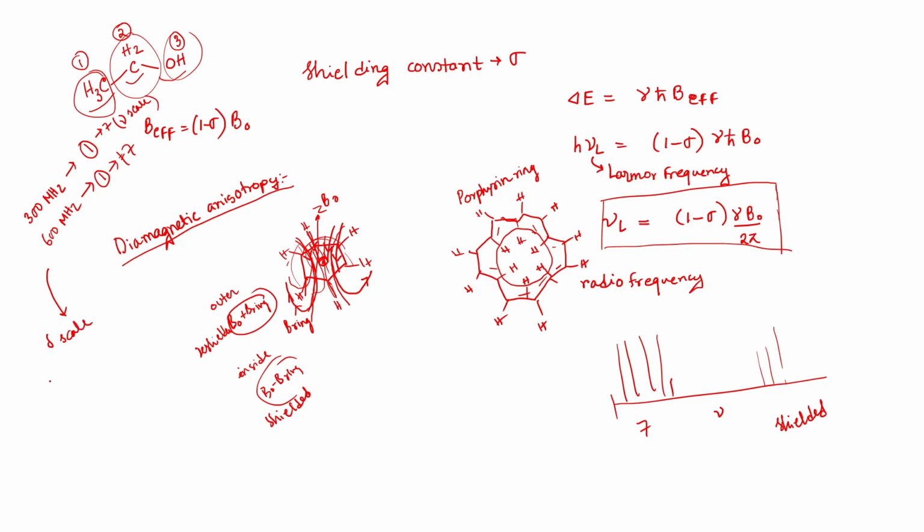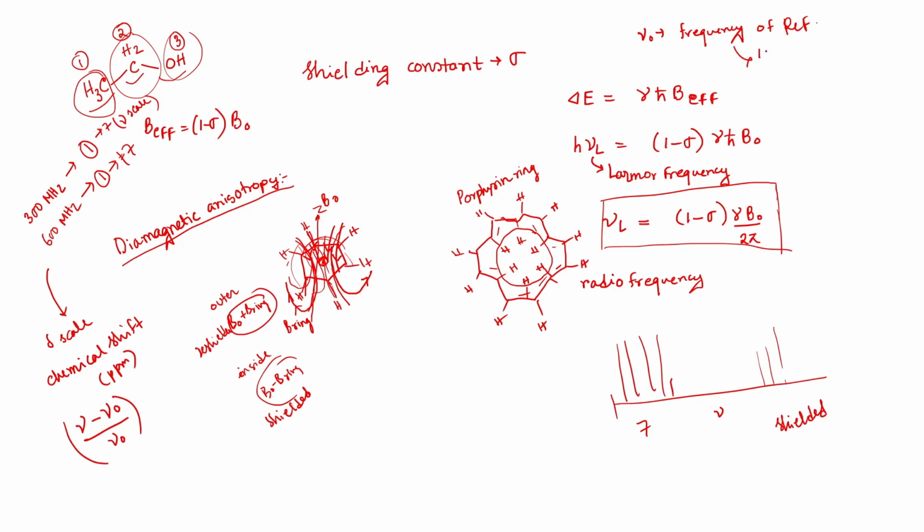That is your chemical shift in ppm values. What we measure is nu minus nu 0 divided by nu 0. Here nu 0 is the Larmor frequency for TMS, that is, the frequency of the standard or reference at the same magnetic field that we are giving.